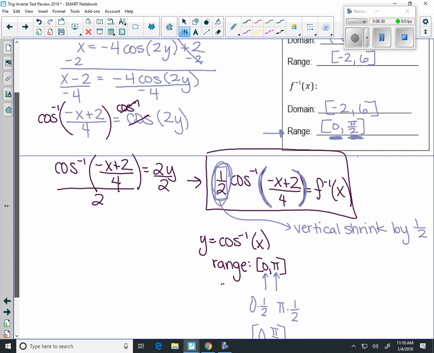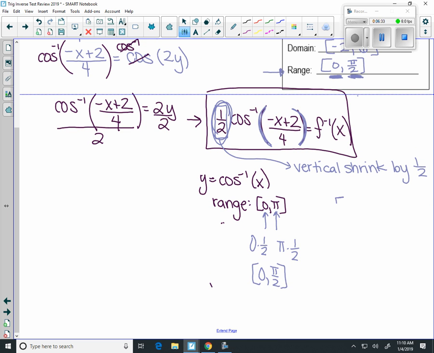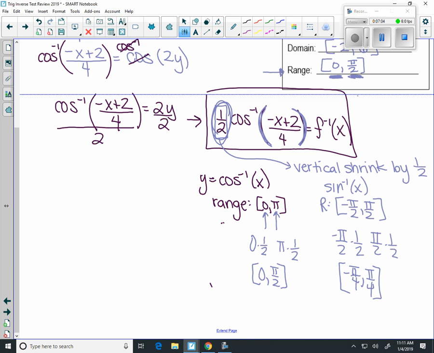Now, if this had been a sine problem instead of cosine, then your range for sine is negative pi over 2 to pi over 2. So that's what we would be multiplying. If we were doing by 1/2 there, it'd be negative pi over 4 to pi over 4. Just so you've seen another sine example in case you were to need to do that on the test. All right, that's fine.